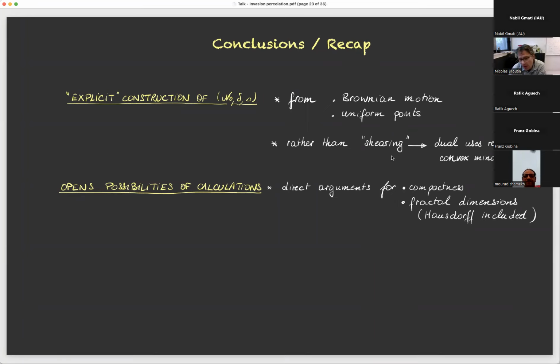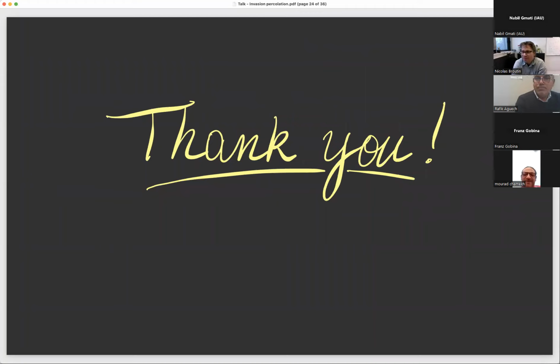So as I said before, if you do this, you can directly verify that the space is compact. You can directly compute some fractal dimensions. And there are still many things that we cannot do, but we're already happy with this description. And I'll stop here. Thank you very much.